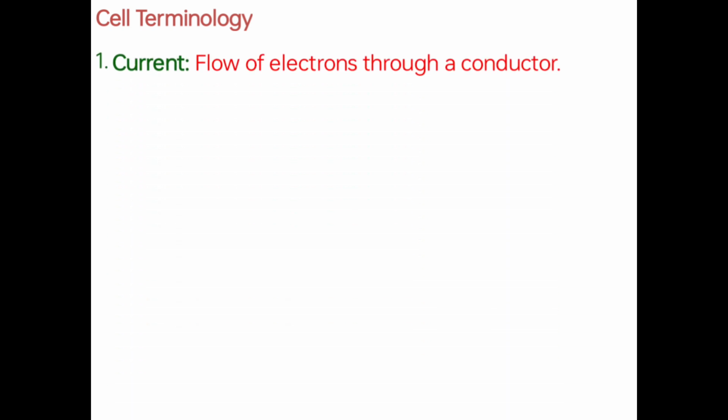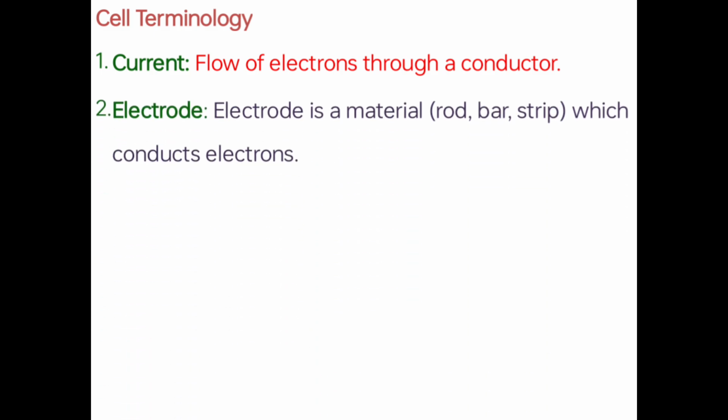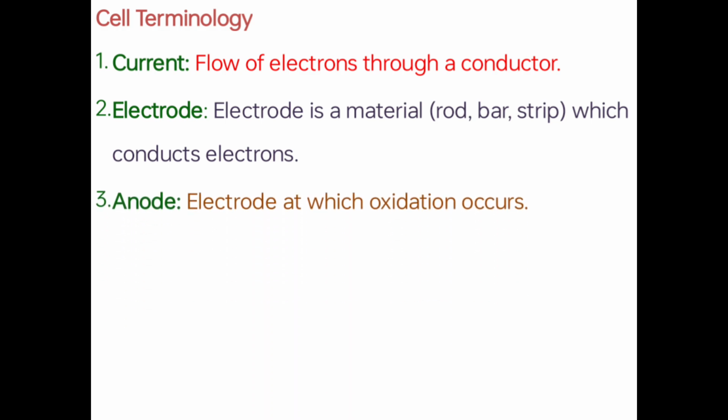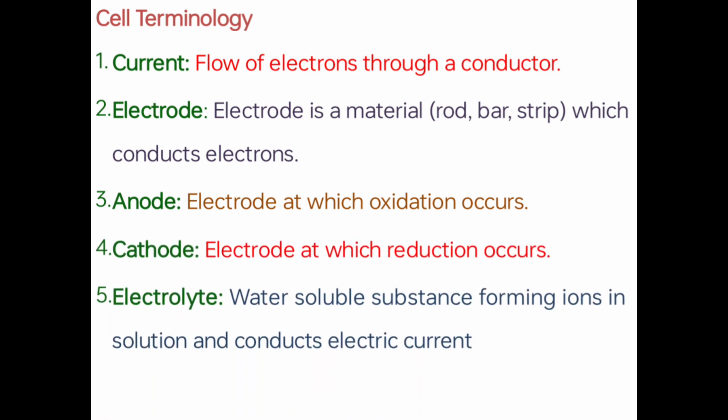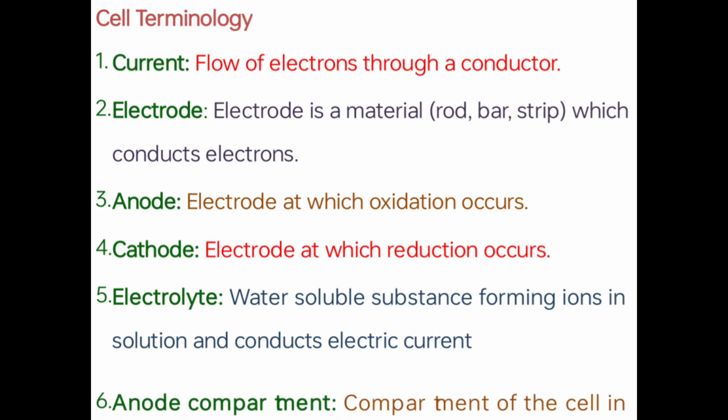Cell terminology. Current: flow of electrons through a conductor. Electrode is a material, a rod, bar, or strip which conducts electrons. Anode: electrode at which oxidation occurs. Cathode: electrode at which reduction occurs. Electrolyte: water soluble substance forming an ionic solution and conducting electric current.